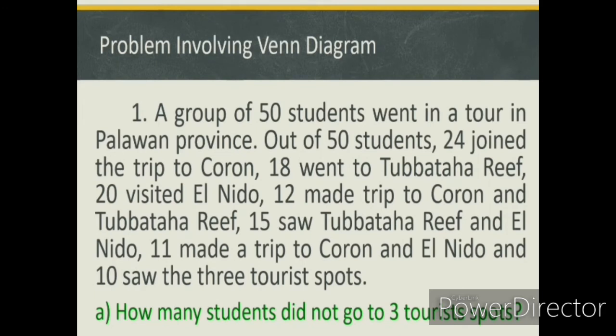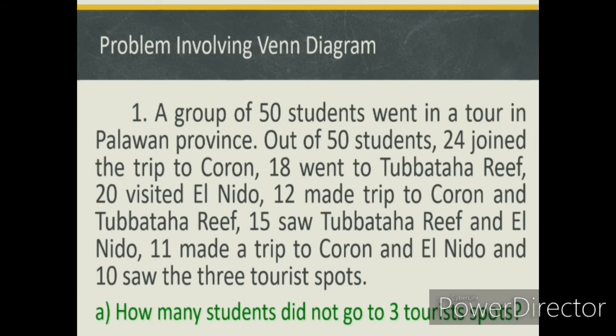A group of 50 students went on a tour in Palawan province. Out of 50 students, 24 joined the trip to Coron, 18 went to Tubataharif, 20 visited El Nido, 12 made a trip to Coron and Tubataharif, 15 saw Tubataharif and El Nido, 11 made a trip to Coron and El Nido, and 10 saw the 3 tourist spots. Question: how many students did not go to the 3 tourist spots?